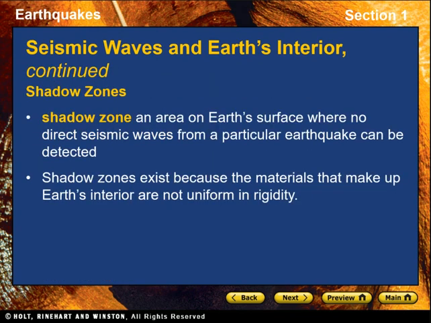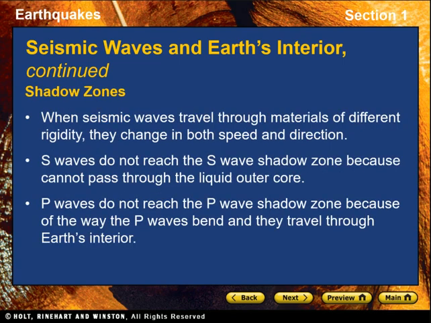Shadow zones. Recordings of seismic waves around the world reveal shadow zones. Shadow zones are locations on Earth's surface where no body waves from a particular earthquake can be detected. Shadow zones exist because the materials that make up Earth's interior are not uniform in rigidity. When seismic waves travel through materials of differing rigidities, the speed of the waves changes. The waves will also bend and change direction as they pass through different materials.